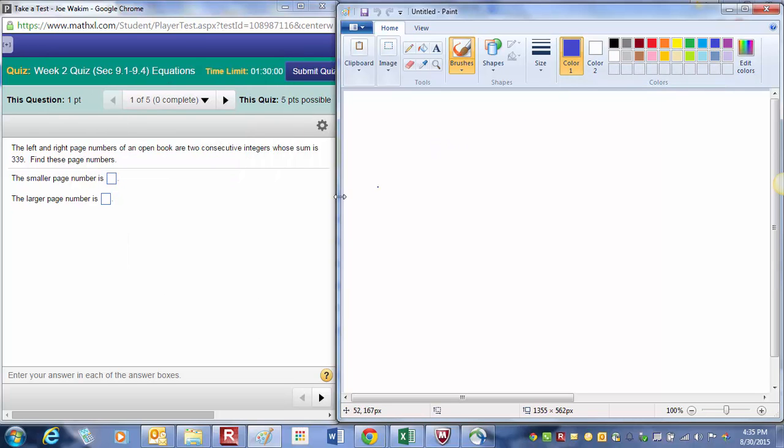Alright, let's go over week 2 quiz. The left and right page numbers of an open book are two consecutive integers, so one of them must be x, and on the next page it would be x plus 1. And the sum is 339, so if we add the two numbers we should get 339. So what is 1x plus 1x? That's 2x plus 1 equals 339.